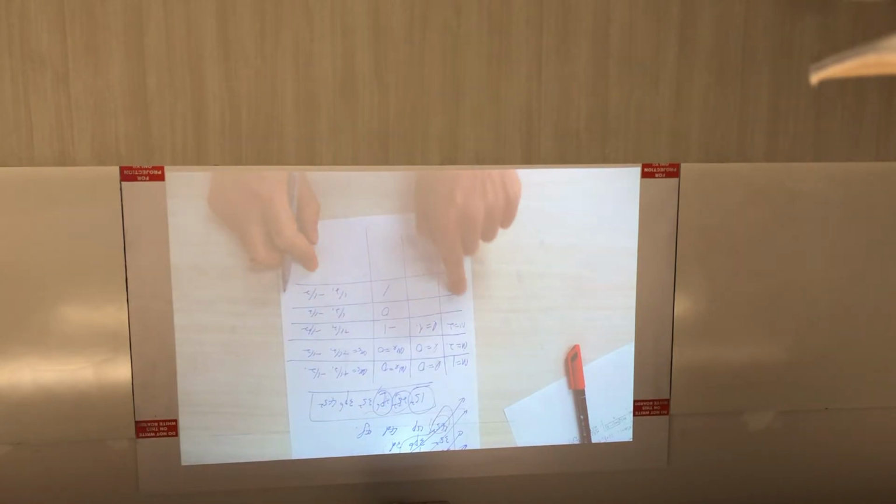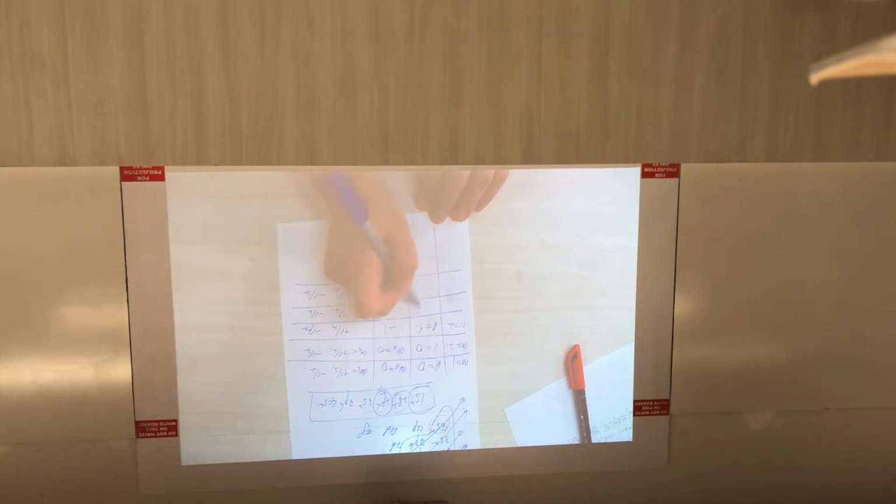And then those blank spaces I just copy from above, yeah?